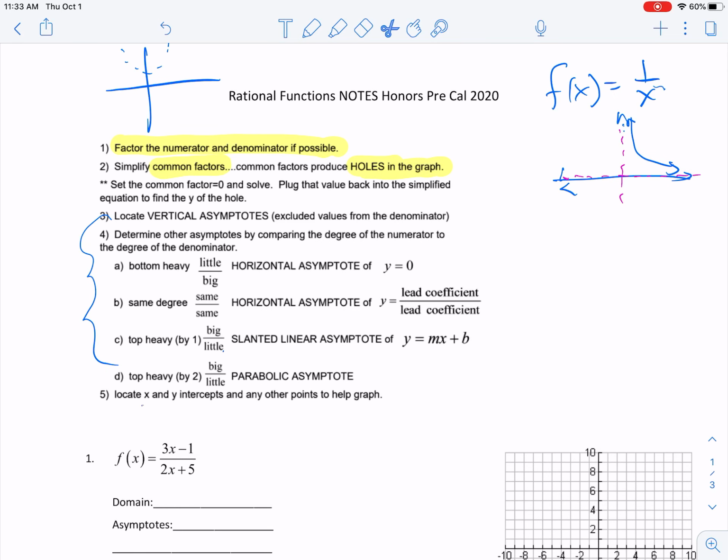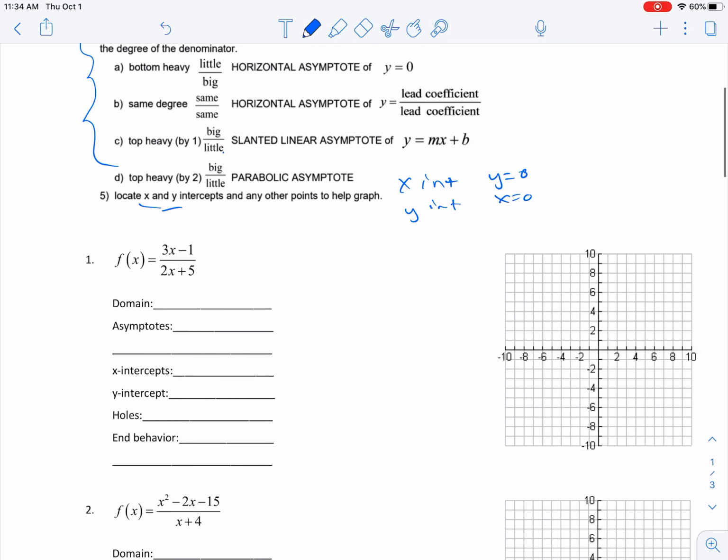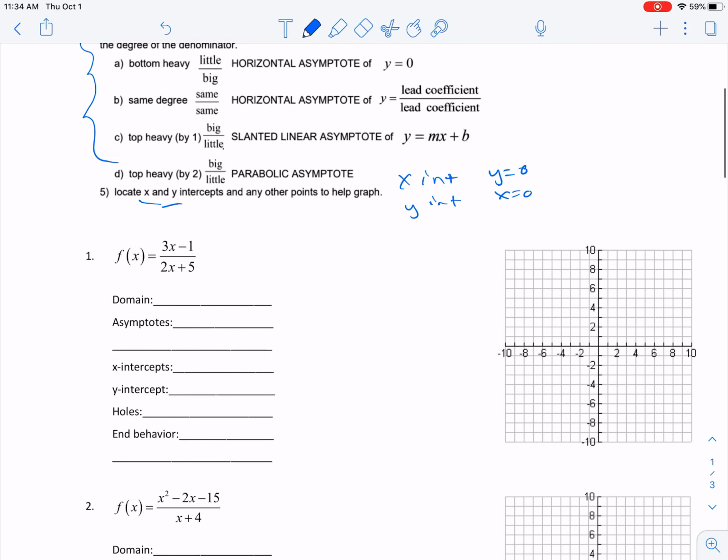And remember, to find x-intercepts, you'll let y equals 0, and for the y-intercept, x is equal to 0. All right, so here's our first one. They want the domain. Well, the domain is whatever's left out of the denominator. So 2x plus 5 equals 0. So x equals negative 5 halves. So I'm going from negative infinity to negative 5 halves. And then negative 5 halves to infinity.